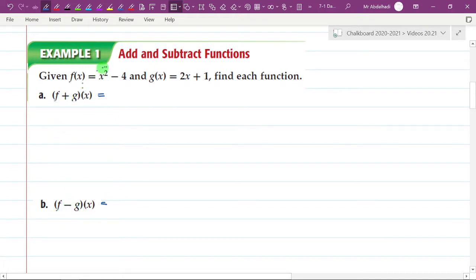For f plus g, you're going to take f of x, which is x squared minus 4, and you're going to add 2x plus 1, the other function, like that. And here, for the subtraction, you have the same two functions. It's f of x, but this one's going to be minus g of x. So I started off by just writing the two functions down. Now, what's different between the two situations here is this one's going to be adding, and this one's going to be subtracting.